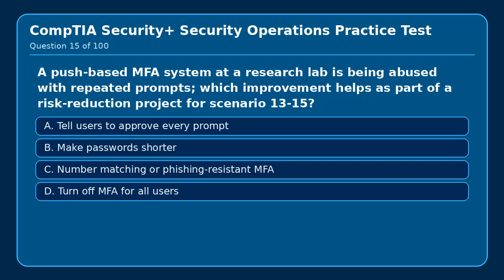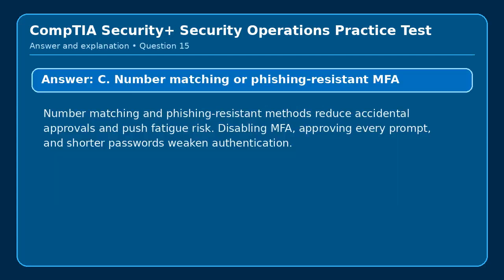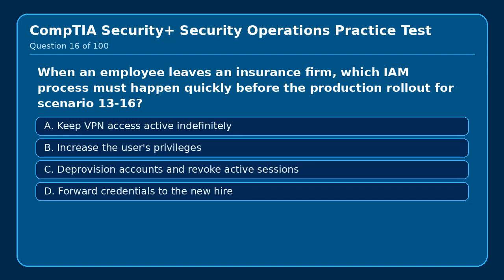Question 16. When an employee leaves an insurance firm, which IAM process must happen quickly before the production rollout for scenario 13-16? A. Keep VPN access active indefinitely. B. Increase the user's privileges. C. Deprovision accounts and revoke active sessions. D. Forward credentials to the new hire.